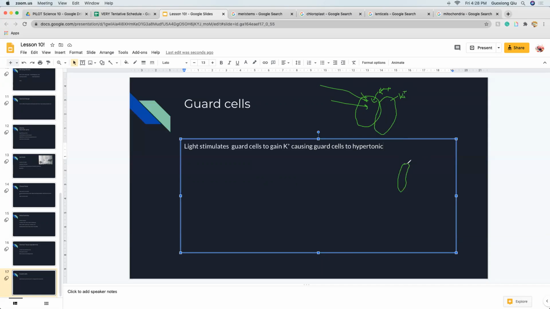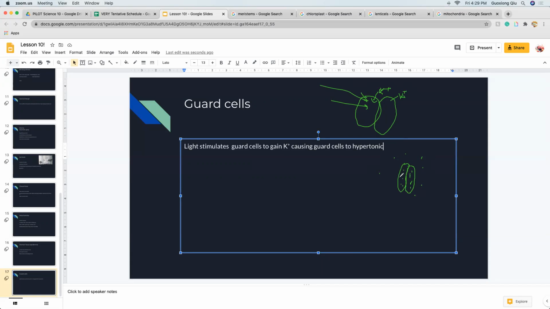I'm going to redraw my guard cells, but better this time. Oh, it is better. So let's say these dots inside the stoma are the potassium ions. Those are dots. And outside in your environment, there are only a few dots. And that makes the guard cells hypertonic because they have more solute in them than the environment does.